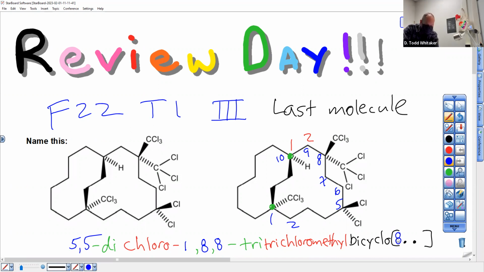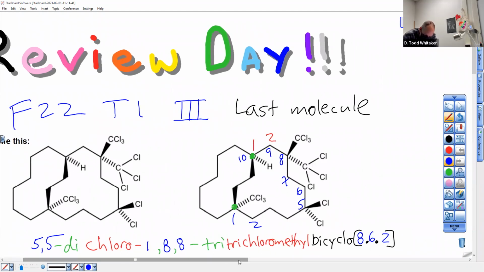How many between the 2 dots in the second biggest bridge? It's to the left. 6. I'm going to trust you. How about the smallest bridge in the middle? 2. If you add 8, 6, and 2, and then add the 2 dots that you never counted, you'll get the total number of carbons in the ring. 14, 16, and then the 2 dots is 18. Do you agree? And it's octadecane for 18.